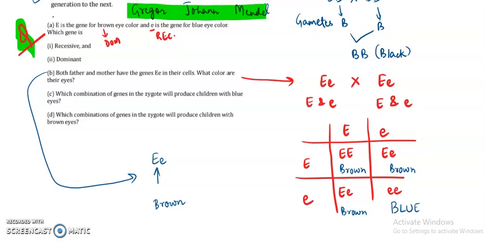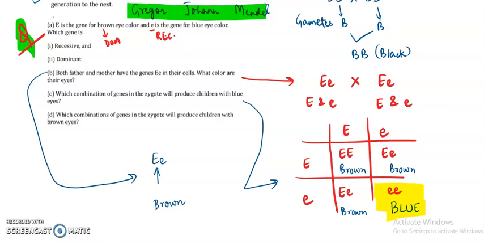What combination of genes in the zygote will produce child with blue eyes? This we have already solved, and you know blue eyes child has been produced here. So what combination of genes? When recessive will combine with recessive. So presence of two small e genes in the zygote will make the child with blue colored eyes.